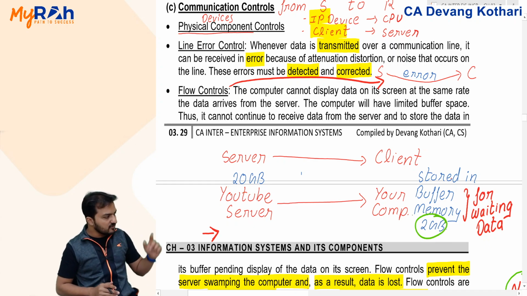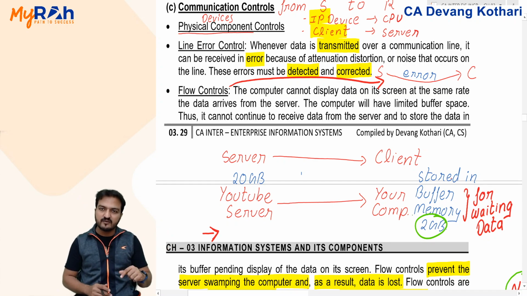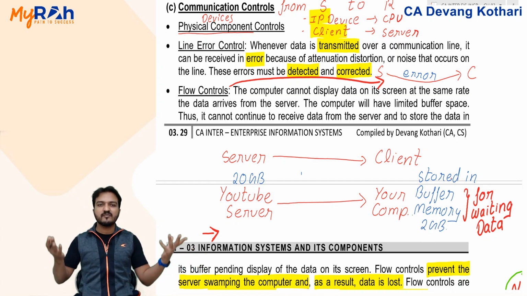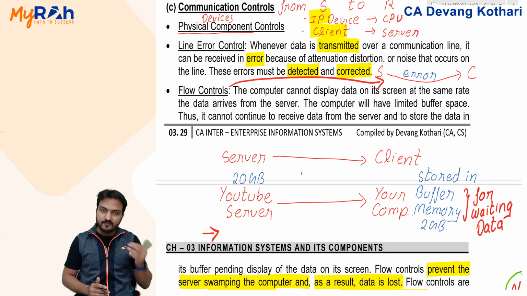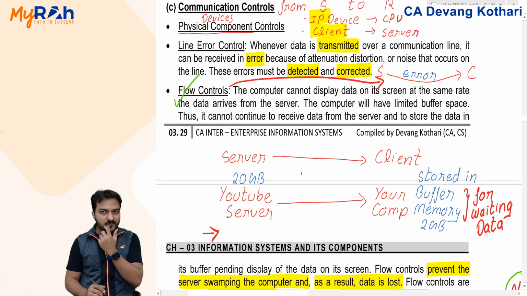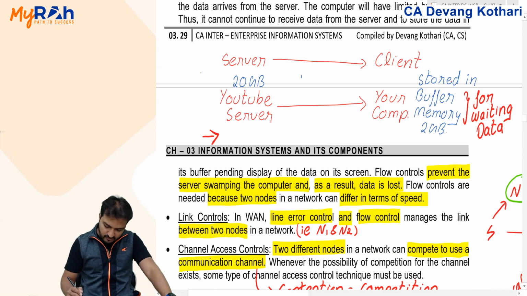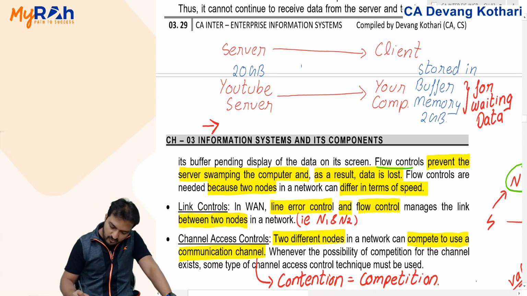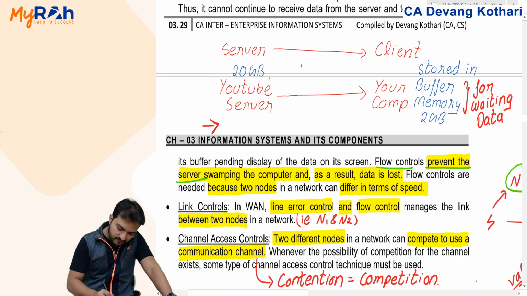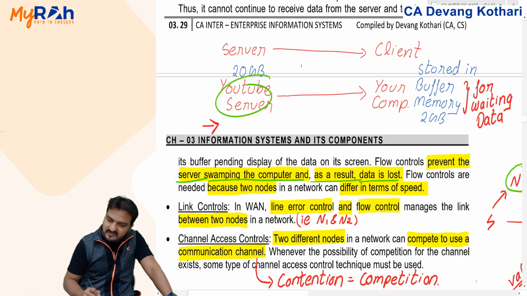So anything that YouTube will send after 2 GB will be lost because your buffer memory does not have the space. So to prevent that, there is flow control. What happens under flow control is that it will prevent the server, YouTube, from swamping the computer, and as a result data is lost.